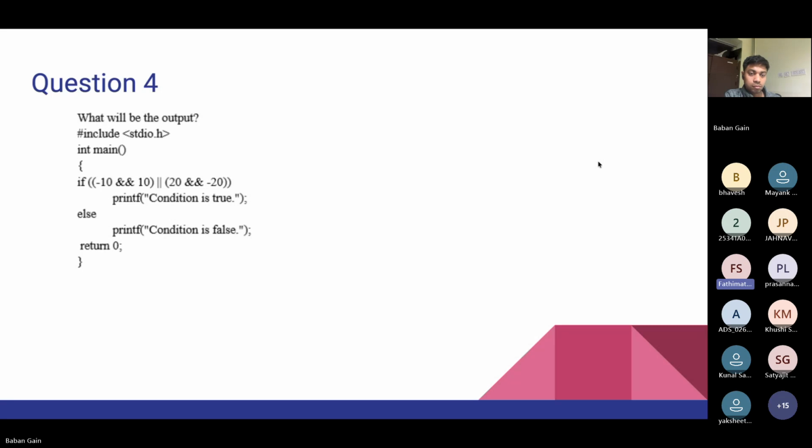Condition is true. Right. And why is that? Because -10 and 10 gives the value 1, and -20 and 20 gives the value 1. 1 or 1 is 1. If 1, print that statement. Condition is true.